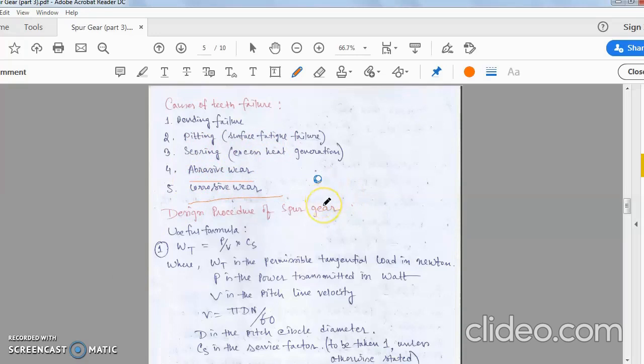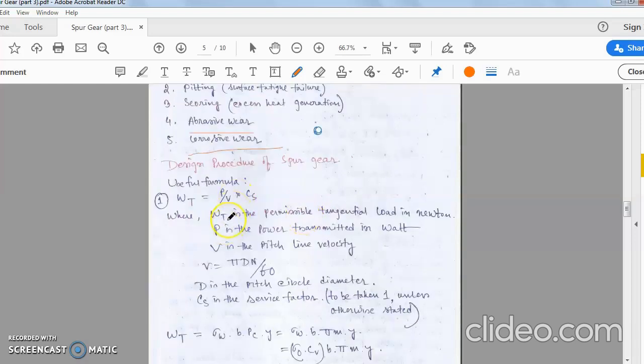So whatever mathematical formulations we have gone through in today's class, we'll just recapitulate those. First is the tangential load. Tangential load can be derived by the equation P by V, where P is the power in watt. Now, power equals force into velocity. Here force is the WT and velocity is the pitch line velocity. So WT is P by V.